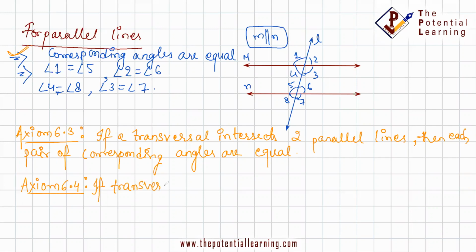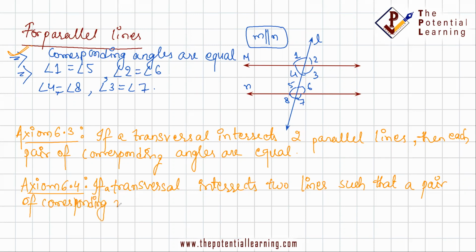if a transversal intersects two lines such that a pair of corresponding angles is equal, then the two lines are parallel to each other.